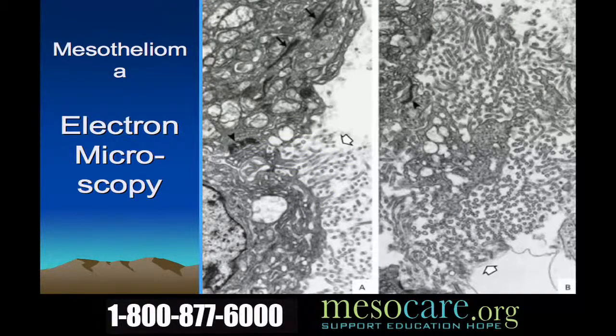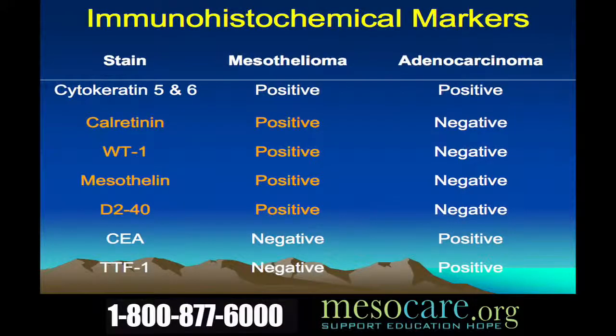Okay? So these are the stains that are used to differentiate adenocarcinoma from mesothelioma. And in orange are the ones that are pretty typical of mesothelioma. Now, they're not exclusive. If they're negative, it is in favor of an adenocarcinoma. If they're positive, some adenocarcinoma will also stain with those, especially mesothelin.